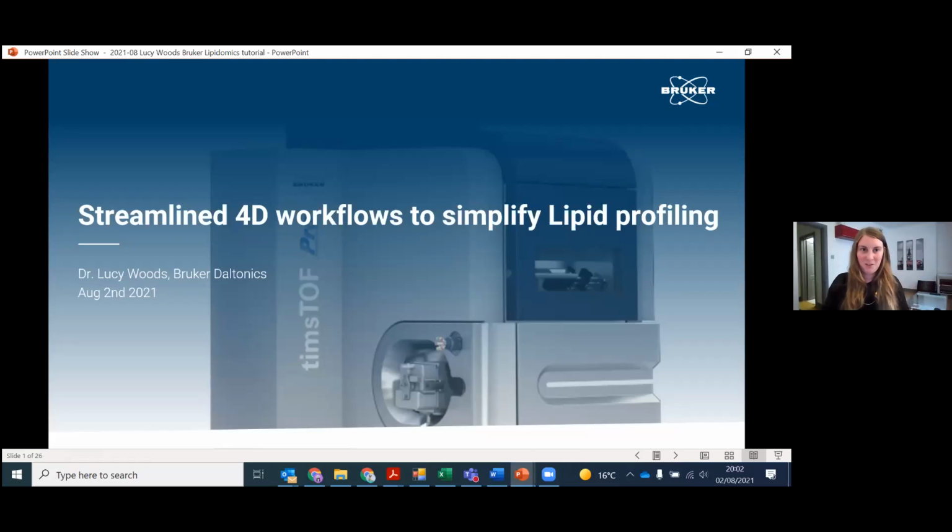So thank you, everyone. My name's Lucy Woods. I'm based at the moment in the UK. So thank you very much for including me in the agenda. And I've put together a couple of slides in which I show you how we annotate lipids to the highest confidence level and how we employ ion mobility spectrometry and high resolution mass resolving platforms so that we get high confidence lipidomics results.